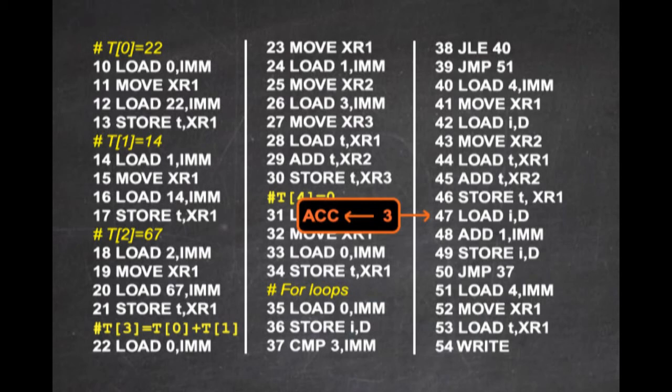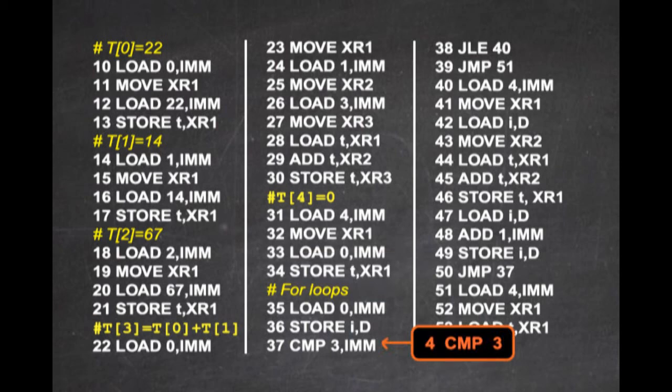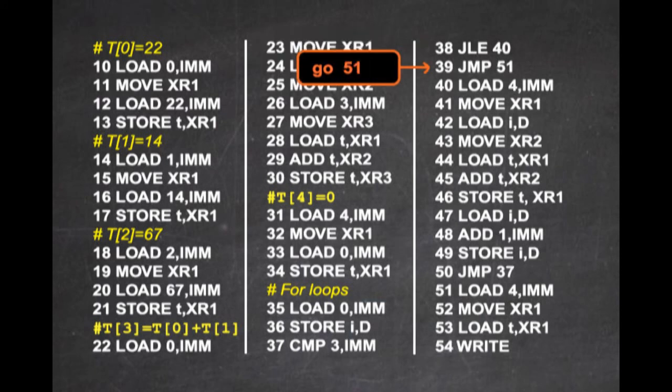Accumulator is loaded by 3. Accumulator is loaded by 4. The loop variable named I is instantiated to 4. The next operation to be run is located at 37th memory address. Accumulator content 4 is compared to the constant value 3. Since 4 is not less or equal to 3, this jump will be ignored. The next operation to be run is located at 51th memory address.